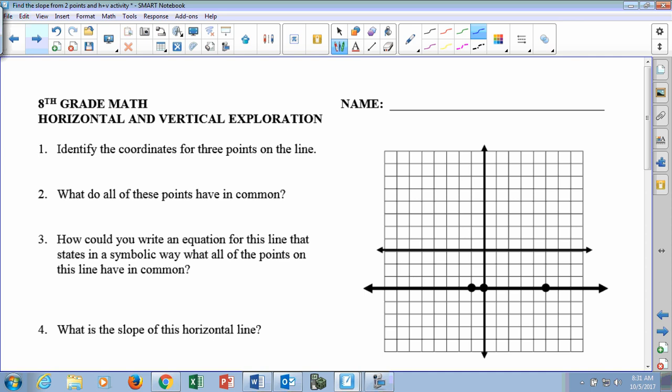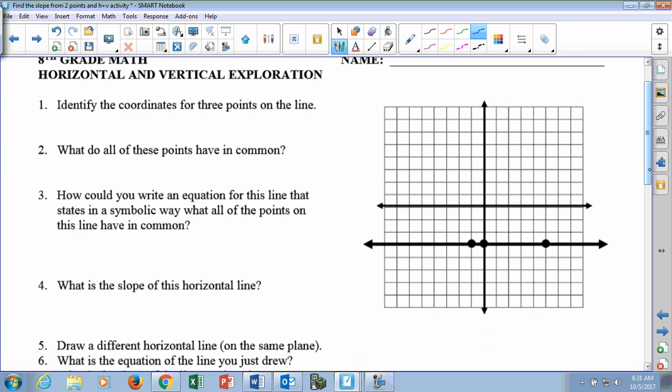So there's 3 points on this graph, right? And we're going to go through this kind of quickly because I want to get you guys time to do the practice quiz. So identify 3 points on this line. So here are the 3 points. So who can tell me what this point is? Right here. What's that point? What's that coordinate?